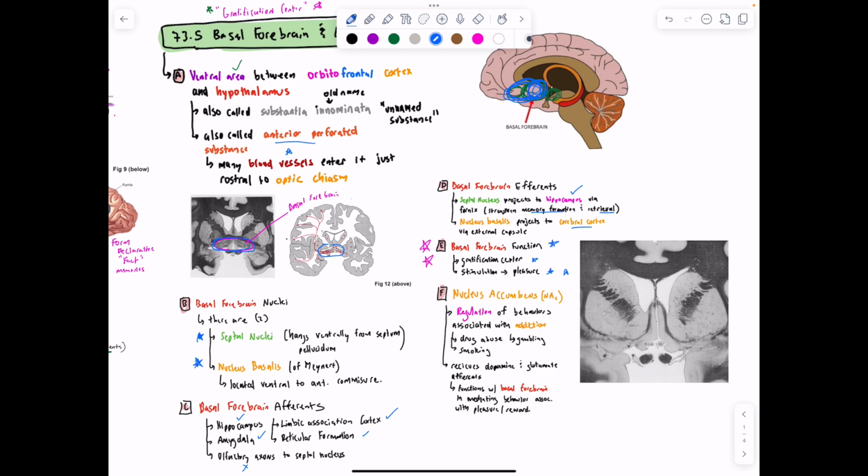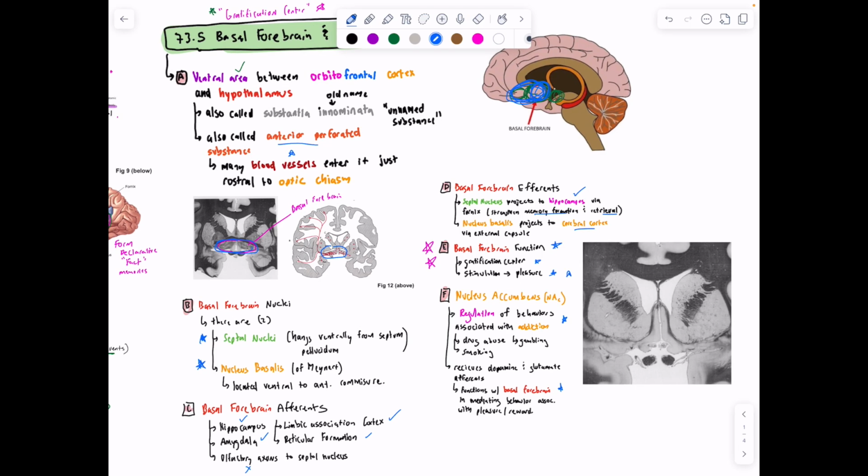And then we also have, adjacent to this, the nucleus accumbens. This is for regulation of behavior associated with addiction. So it functions with the basal forebrain in mediating behavior associated with pleasure and reward.